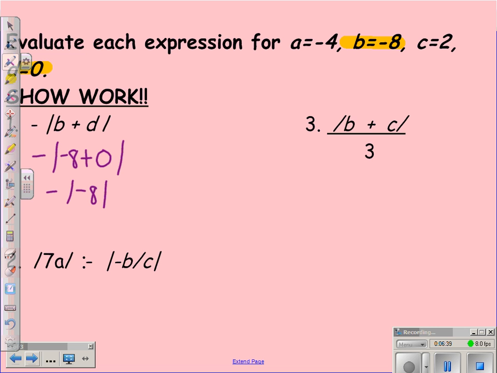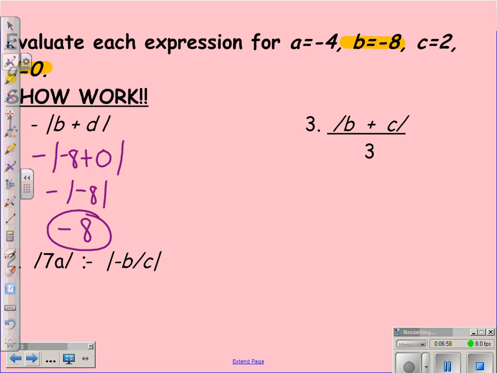Notice that I keep the absolute value. You can't drop the absolute value until you get it down to one number. So that's exactly where we are right now. The absolute value of -8 is 8, and then you just bring the negative down. So our final answer is -8. Make sure you do the substitution part first.